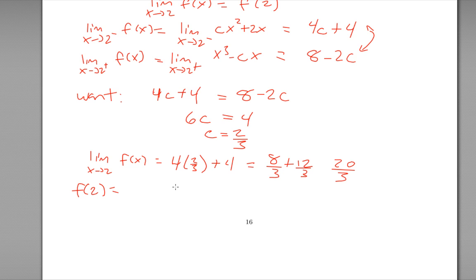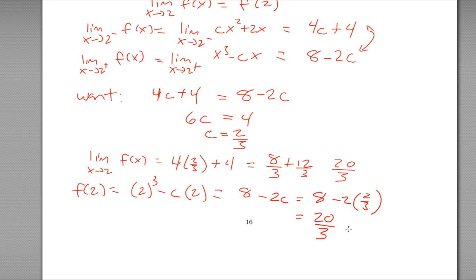So this should be 2 cubed minus c times x. So 2 cubed minus c times 2. That equals 8 minus 2c, which is 8 minus 2 times 2/3, which equals 20/3. So these two numbers are the same, which means we're in good shape. So this is the value for c that we need.